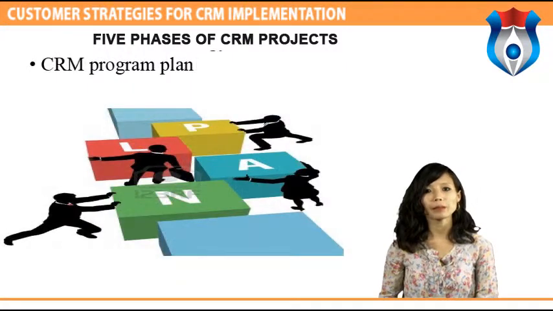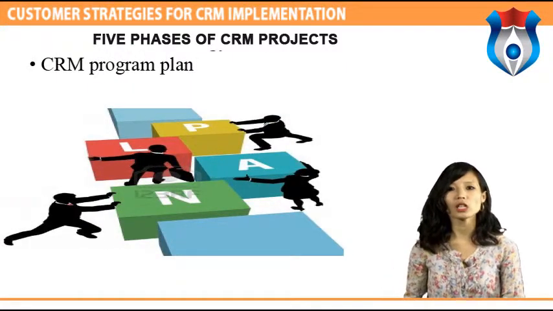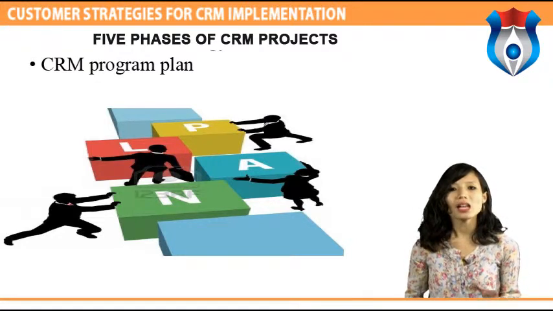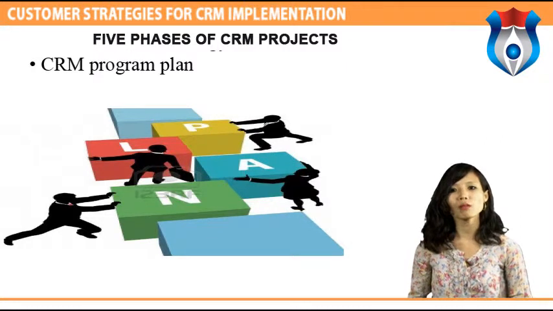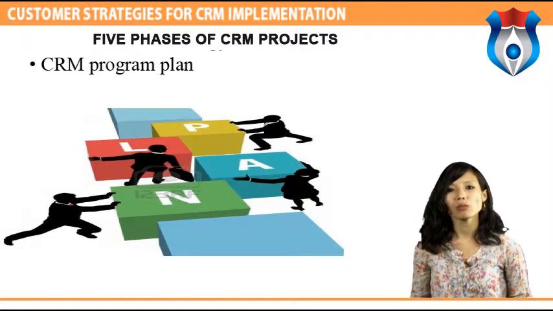CRM program plan. Create a set of actions and initiatives that we will pursue as part of the CRM project, listed in order of priority. Frequent examples include an SFA functionality quick win, midterm campaign management, or long-term master data management program.